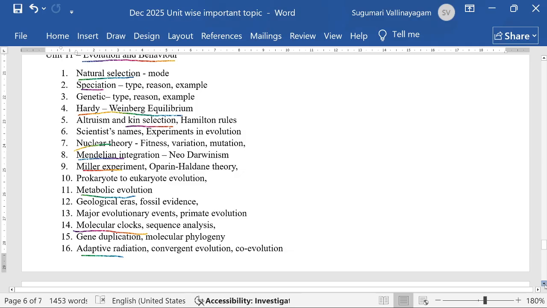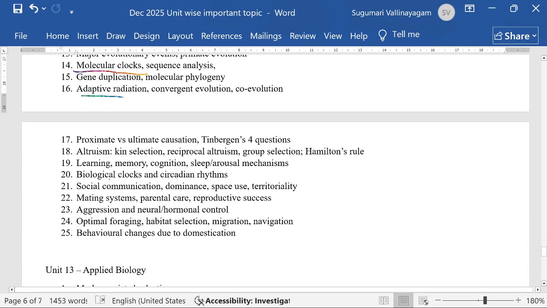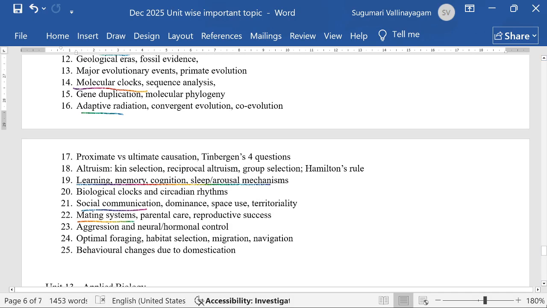So the first part covers evolution, and the second part covers learning, memory, cognition, and sleep. These mechanisms come under behavior. Then social communication, mating systems, optimal habitat selection, and migrations. These are all the important topics in unit 11, behavior and ecology.